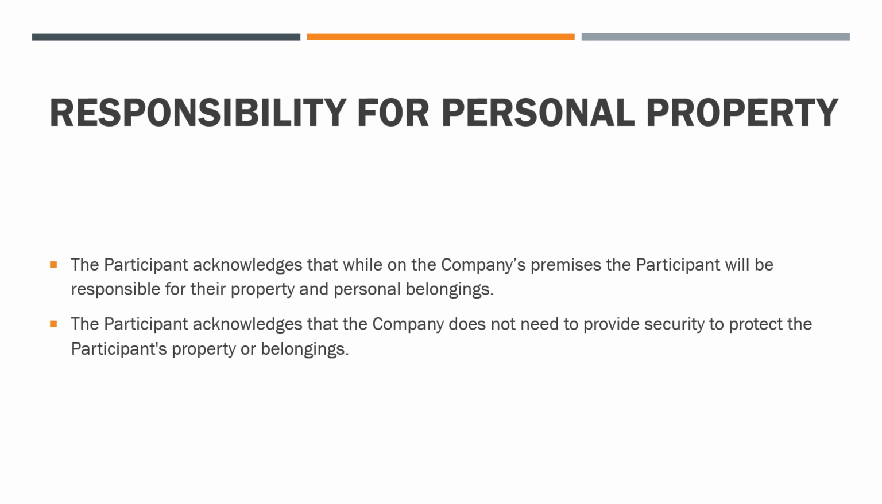This section is the responsibility for personal property. Here, the participant is going to acknowledge that while on the company's premises, the participant will be responsible for their own property and personal belongings. They acknowledge that the company does not need to provide security to protect their own personal property and belongings. And if something were to happen, it would be the responsibility of the participant, not the company.